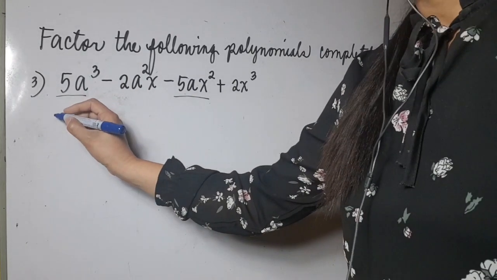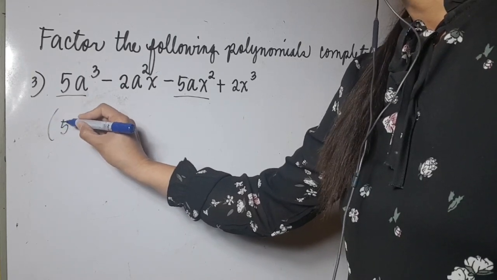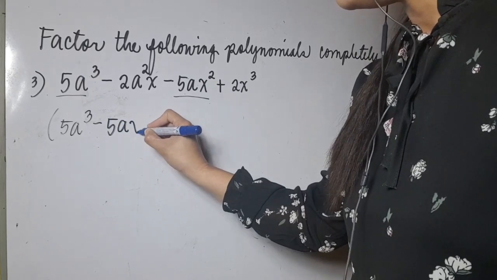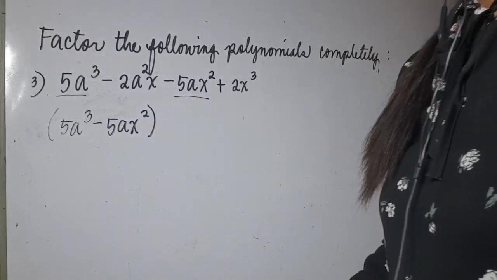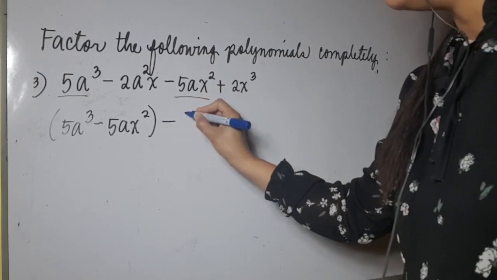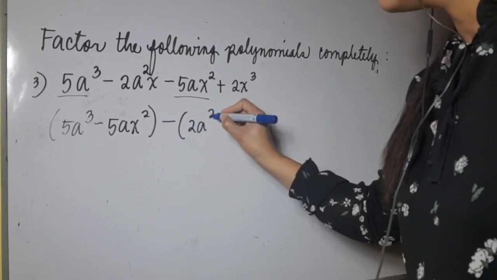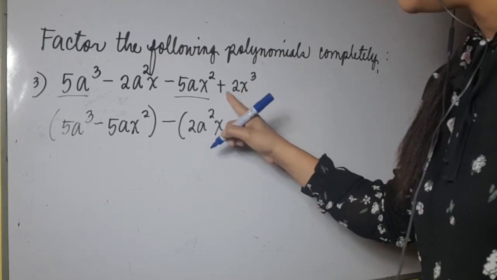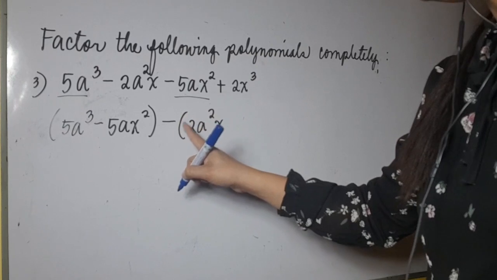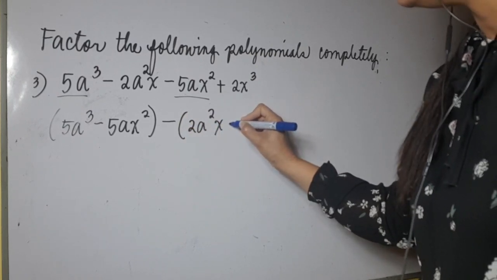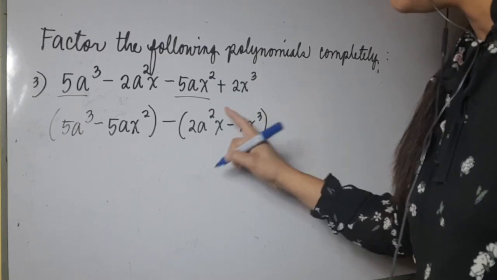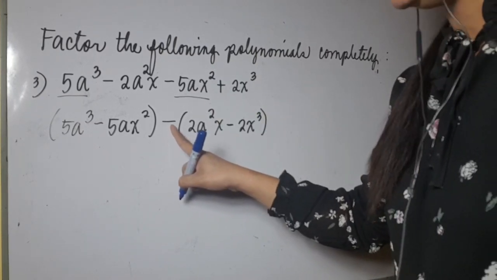So putting them in a group, we have 5a cubed minus 5ax squared. And then the other group will be minus 2a squared x, and then positive 2x cubed. So you have to change the sign. It becomes negative 2x cubed because of the presence of a negative sign here.